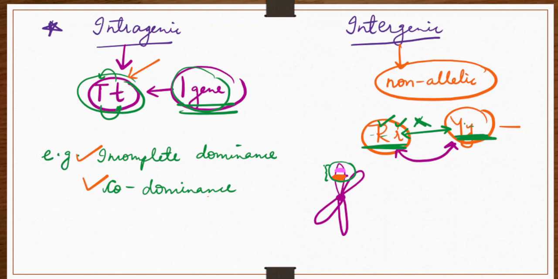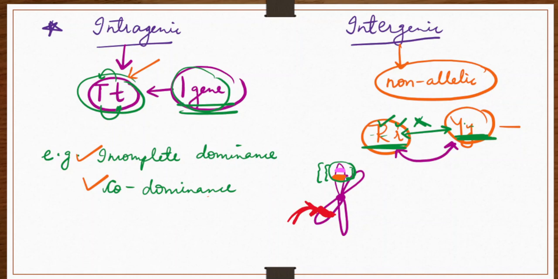So if there is interaction between two different genes, we say it is intergenic. But suppose I take a red color, and this is the same gene, which has two alleles. If the interaction is only in this one gene between the two alleles, then it is known as intragenic interaction.